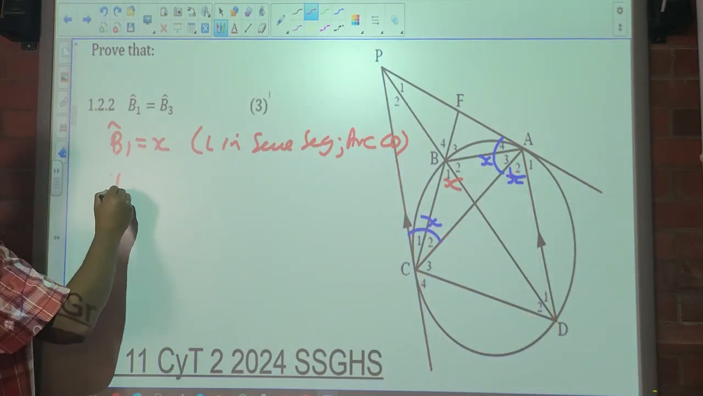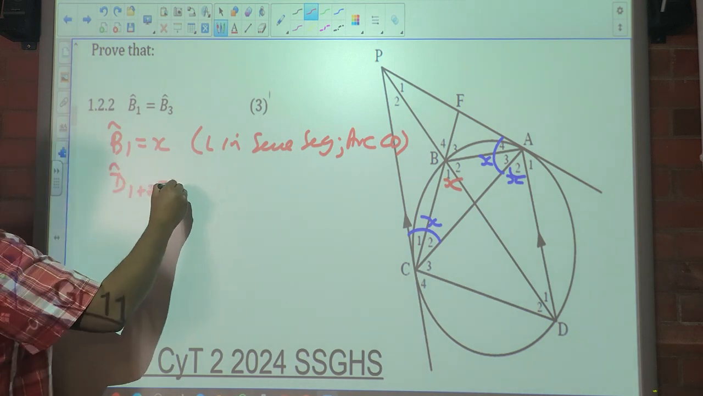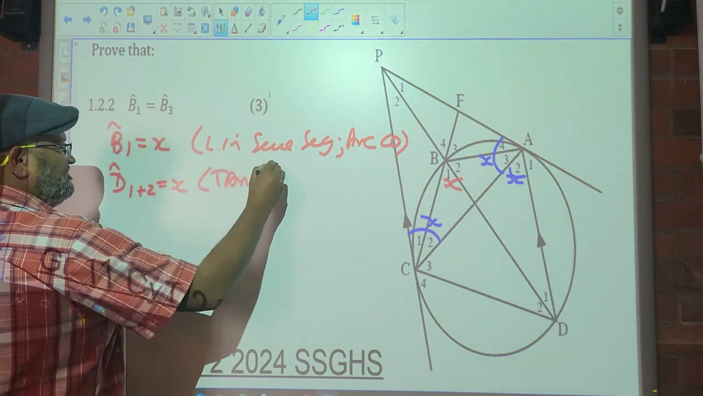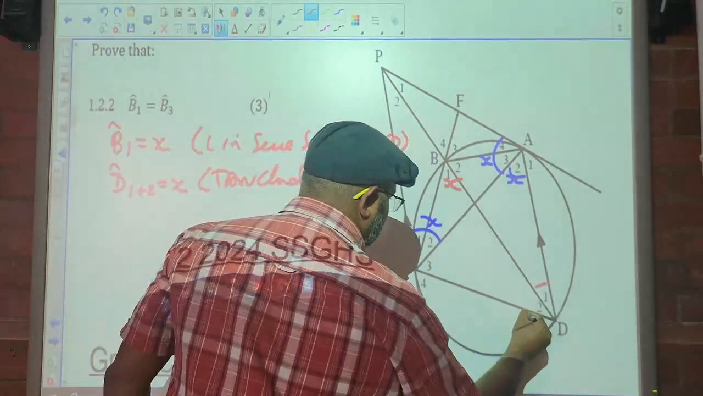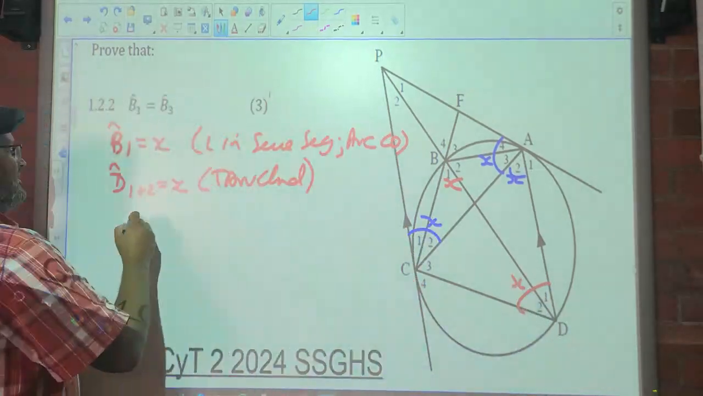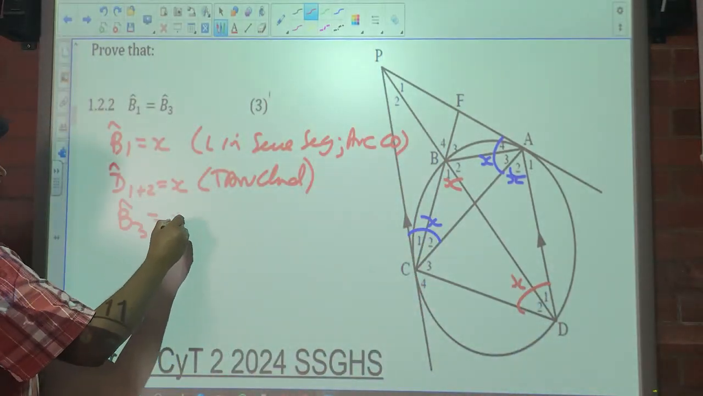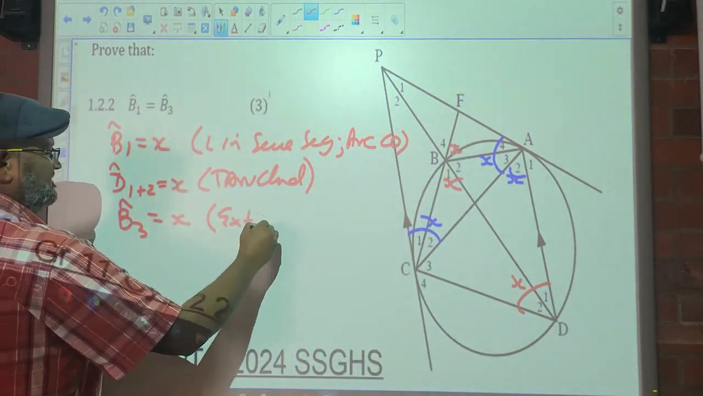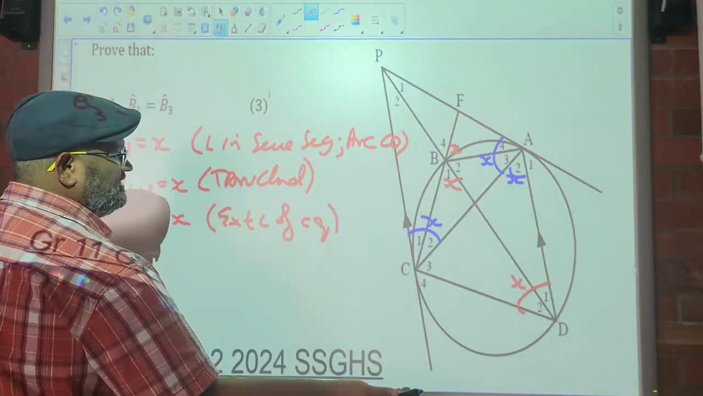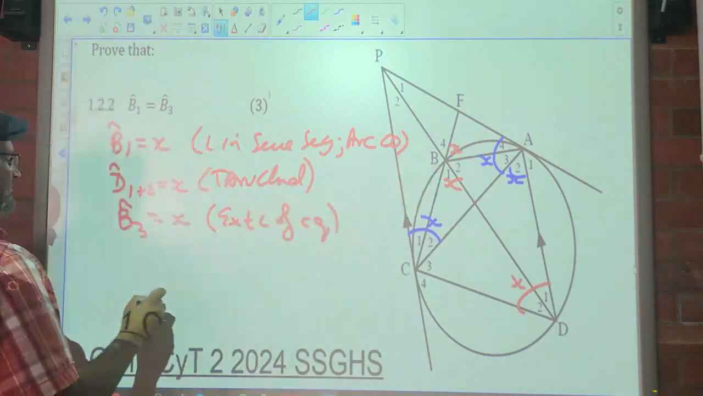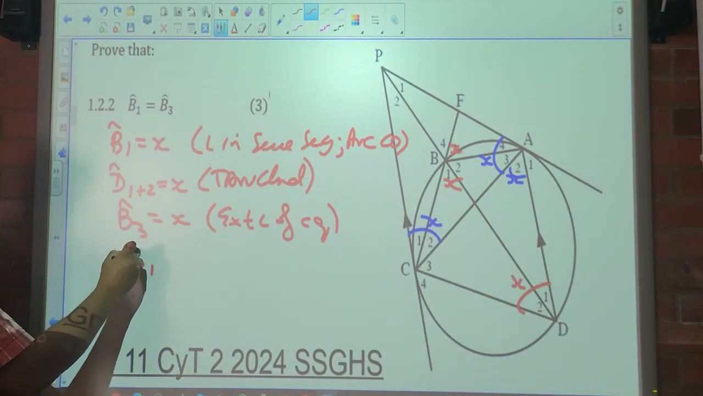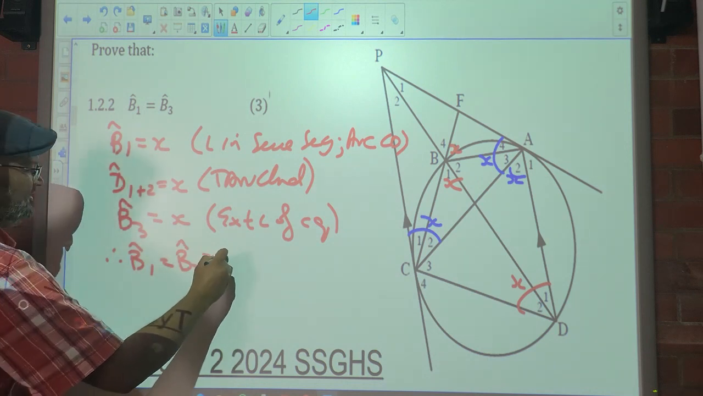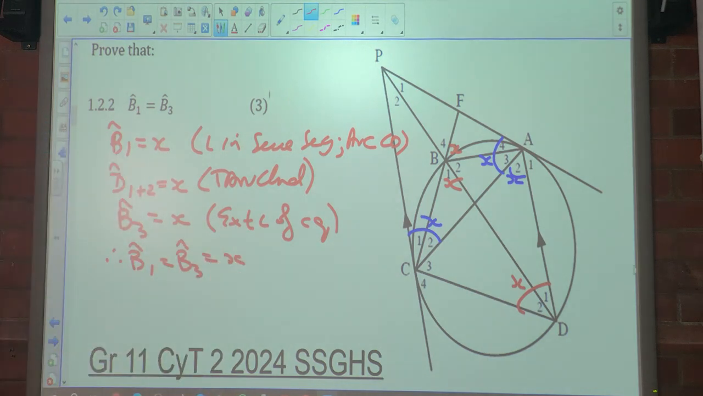So D1 and 2 is equal to X, tan chord theorem. Here's an X. B3 is also X. Why? Exterior angle of cyclic quad equals the interior opposite. There we go. Therefore, B1 has to be equal to B3, which is equal to X.